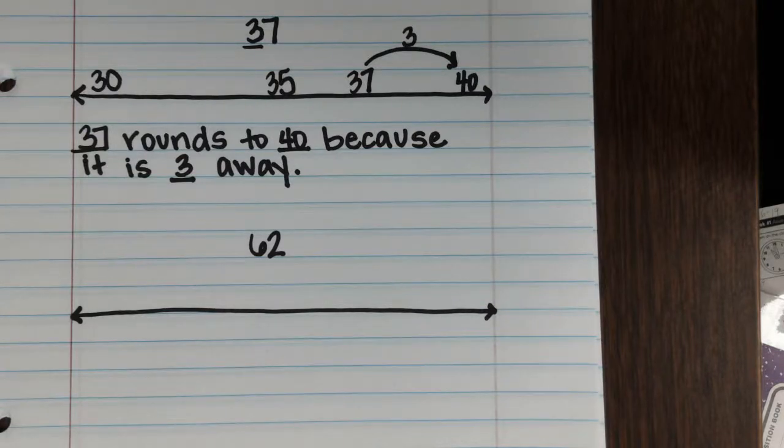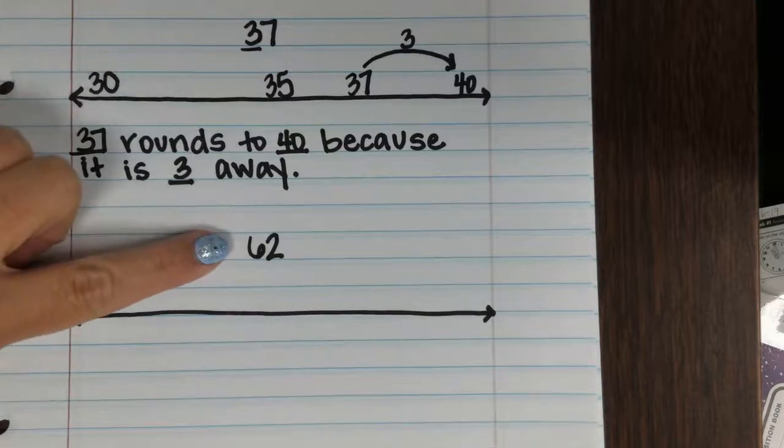All right, guys, I want big motion. I want some enthusiasm here. Step 1, find the benchmarks. That means we are going to find the tens number that comes before and after our number today. To help us do that, we're going to take a look at our number.